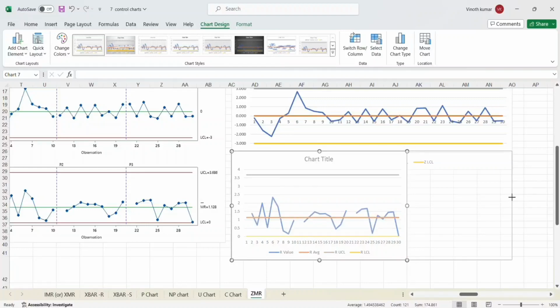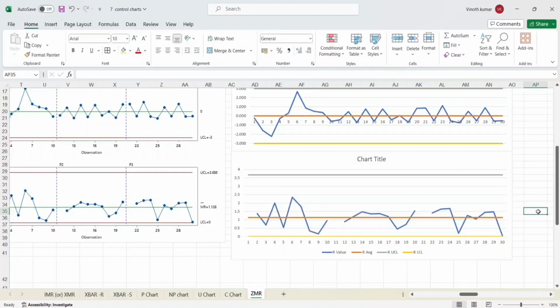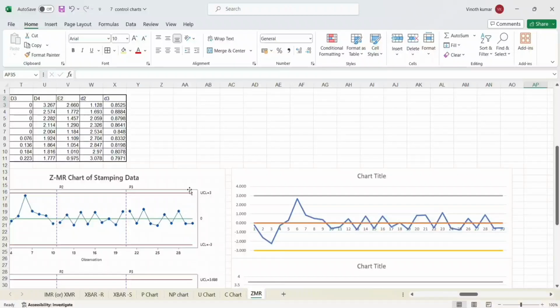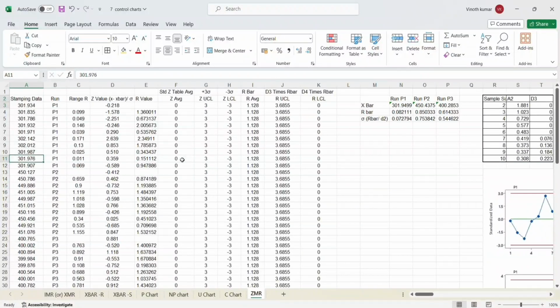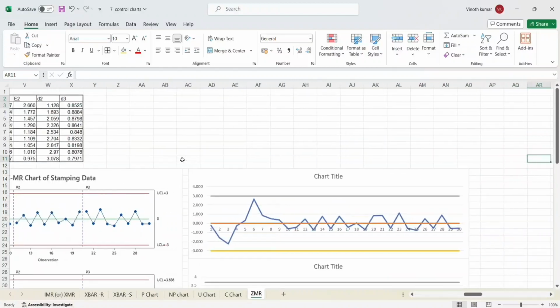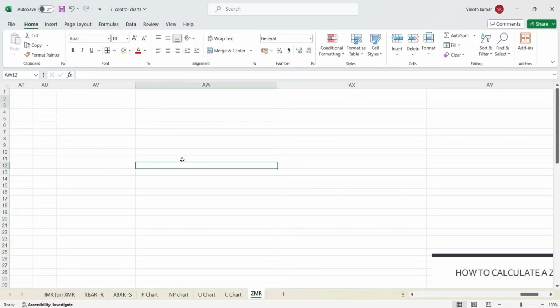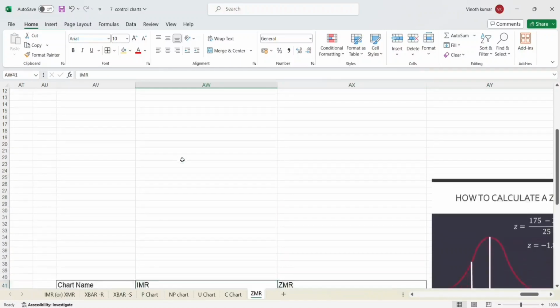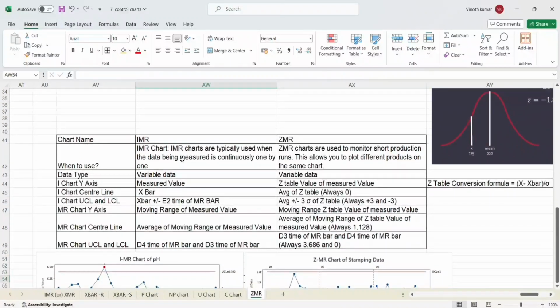So friends, let me quickly do a recap. ZMR is a chart drawn for continuous data, but trying to draw a single chart for short production runs of different characteristics, different product characteristics. As I was explaining here, the thickness of 3 different parts and they are not the same. And how do we do it? We convert the absolute data point into their corresponding z-score values using the formula x minus x bar divided by standard deviation. And once the z-score values are calculated, for z-score values we draw this chart.